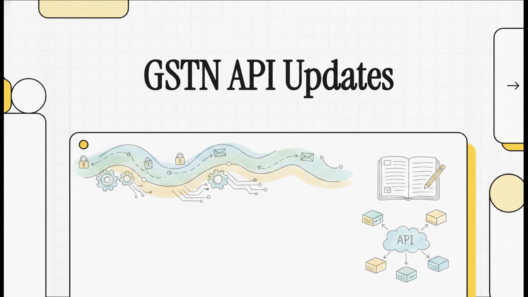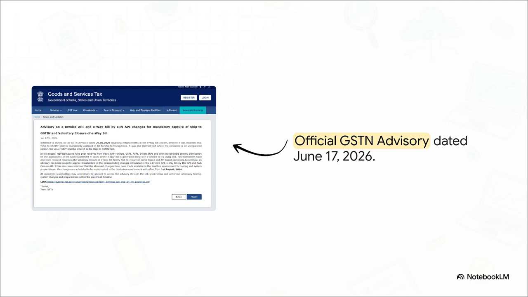test, and deploy. To ground this right off the bat, take a look at this. This is the official advisory published straight on the government's GST portal, dated June 17, 2026. Now, this isn't just a rumor or some planned proposal. This is the finalized, approved technical documentation. Basically, the trade and ERP vendors asked for clarity on some earlier rules, and this document is the definitive answer from the Goods and Services Tax Network. It lays out exactly what has to happen to your API payloads moving forward.